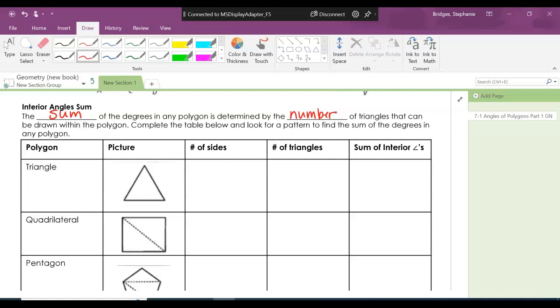Everybody ready? What polygon do we have first listed? Well, if I have a triangle, there's only one triangle in that picture, correct? Okay. How many sides does a triangle have? 3. Okay. And again, how many triangles are there? 1. Okay. And then what is the sum of all 3 angles of a triangle? 180.